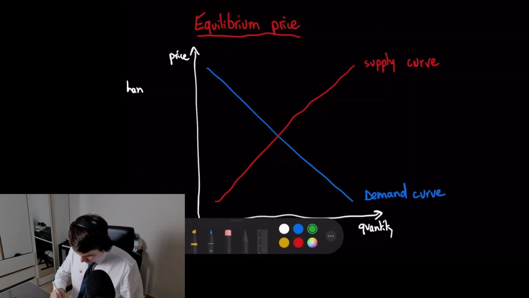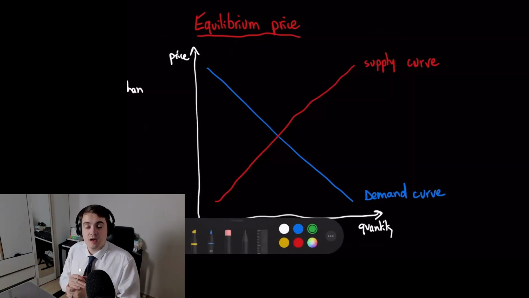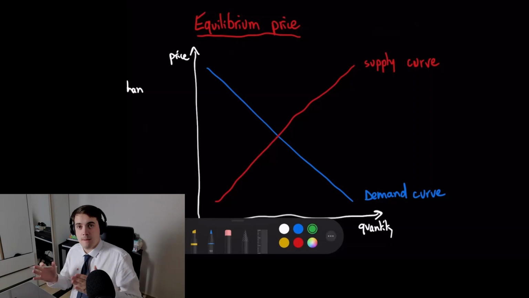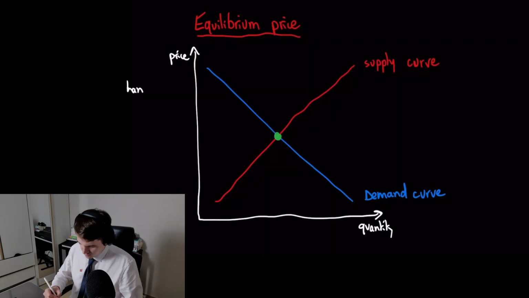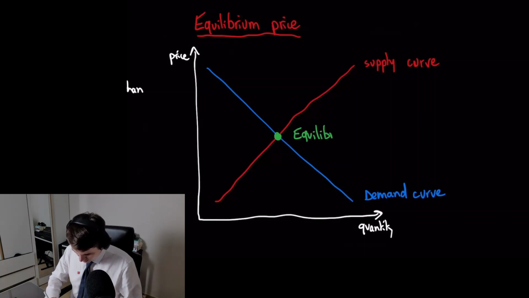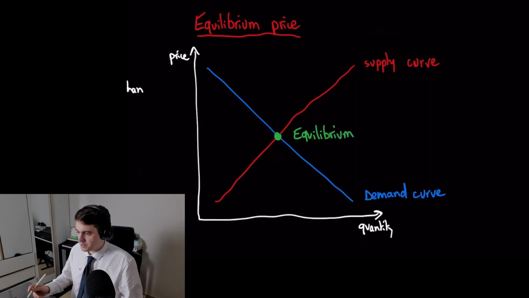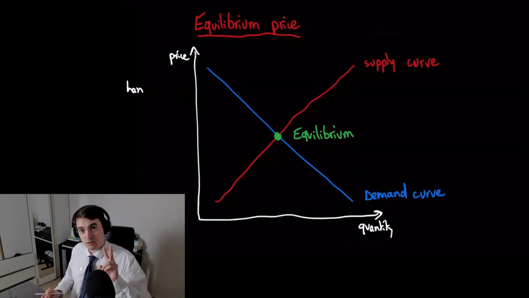We have a meeting point, and you could think of it as this is where buyers and sellers meet and agree, right here. And we call this the equilibrium price. So the price of a good at which the volume demanded by consumers and the volume businesses are willing to supply are the same.